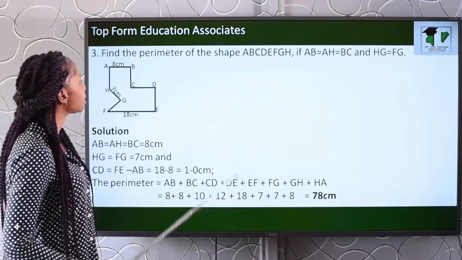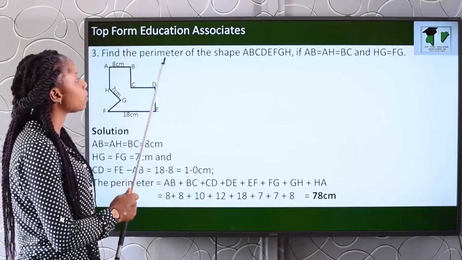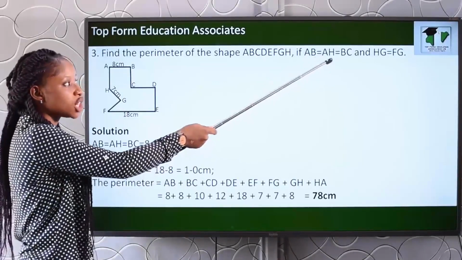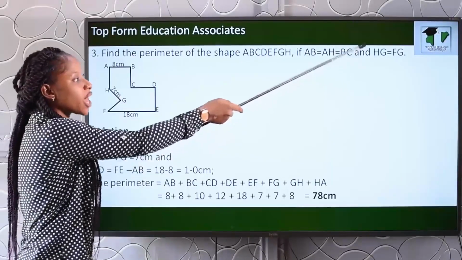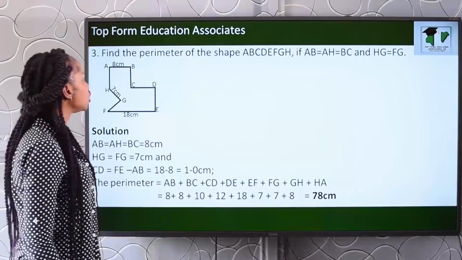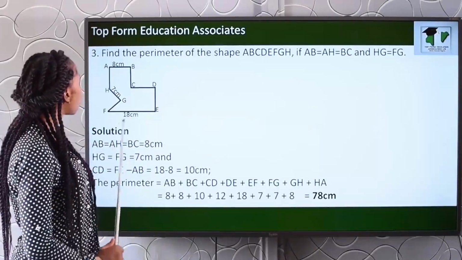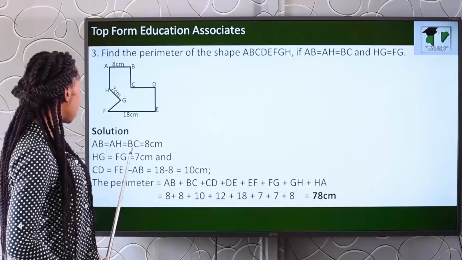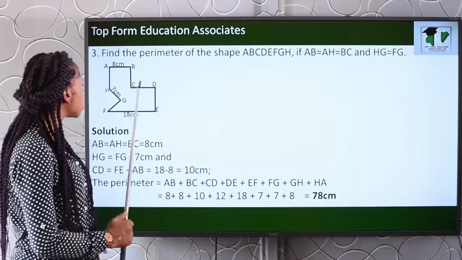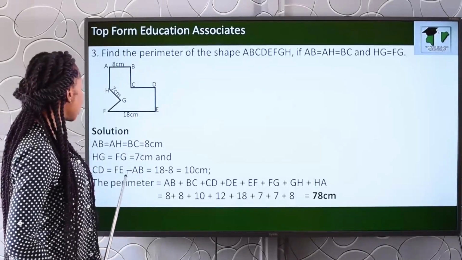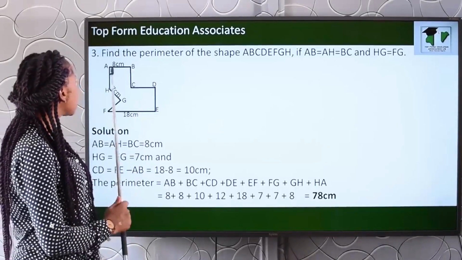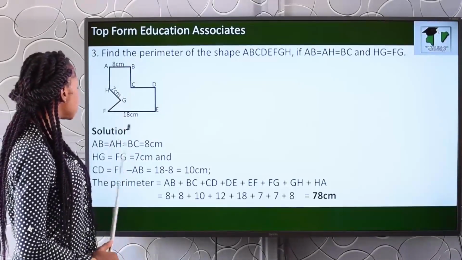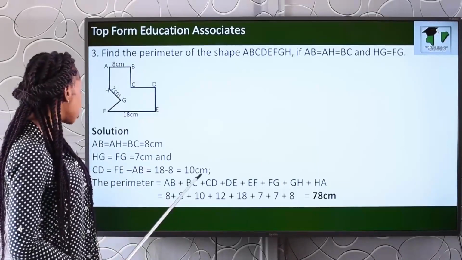Now let's look at the last example. Find the perimeter of the shape ABCDEFGH if AB equals AH and AH equals BC and if HG equals FG. The solution: since AB equals AH and AH equals BC and HG is equal to FG, to get CD here, we subtract AB from FE. Remember, our AB is 8 centimeters. So we subtract it from FE, which is 18 centimeters, and the answer we have is 10 centimeters.